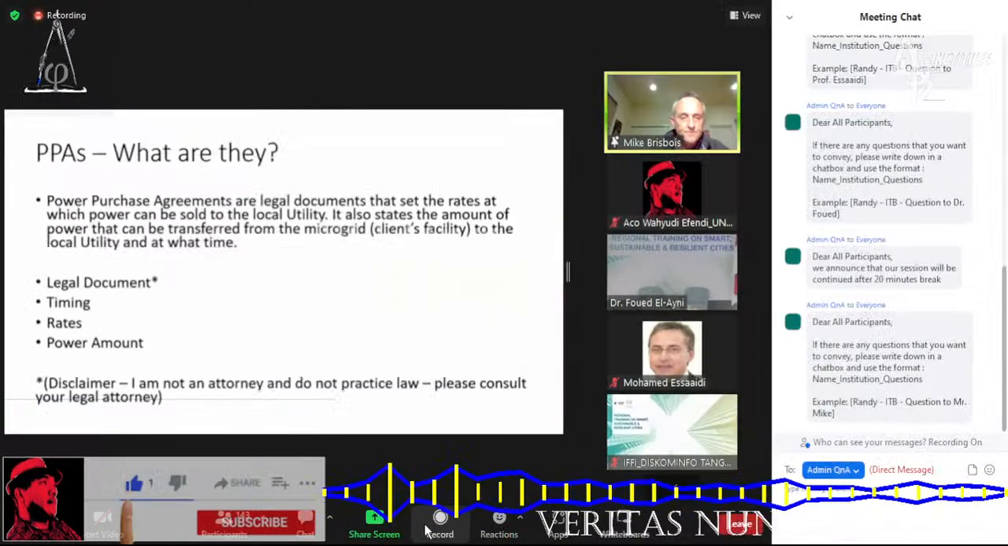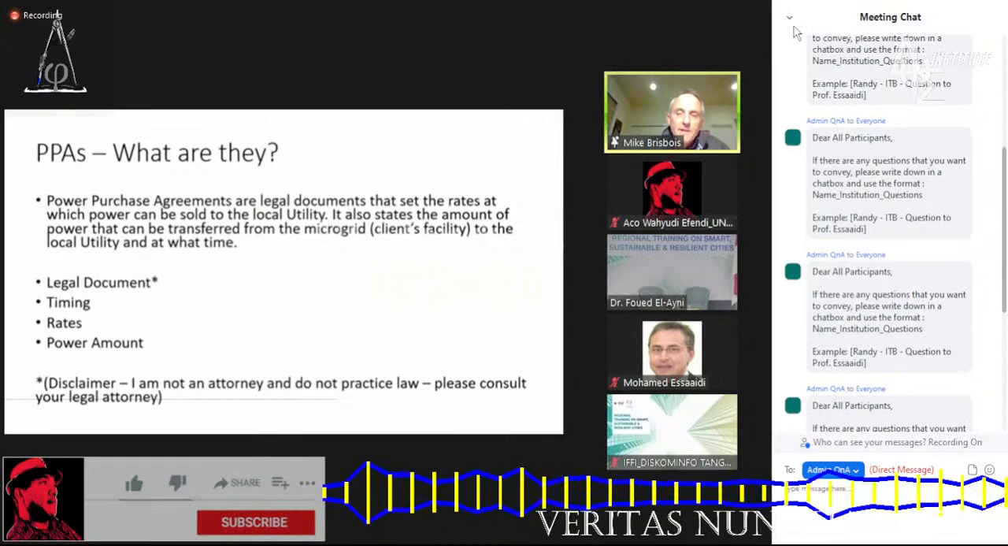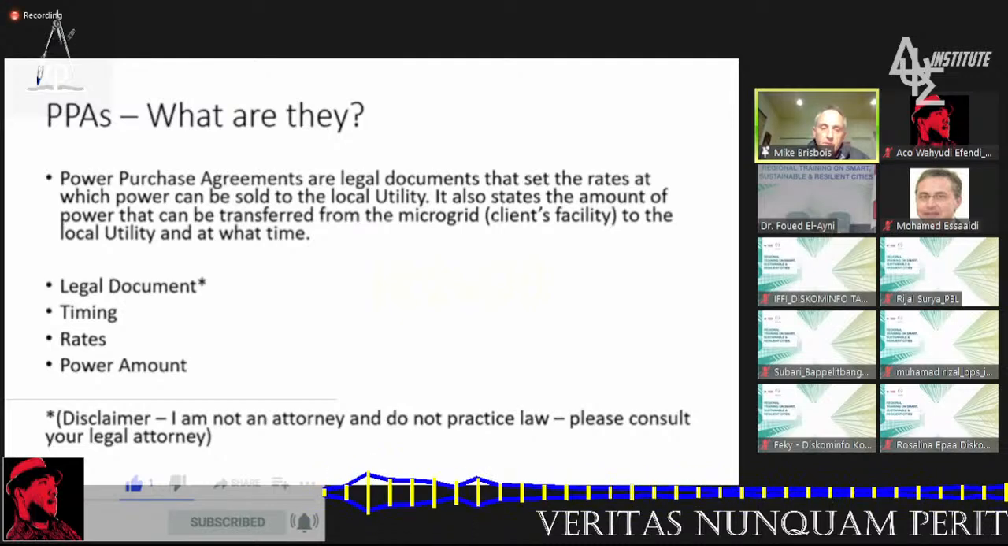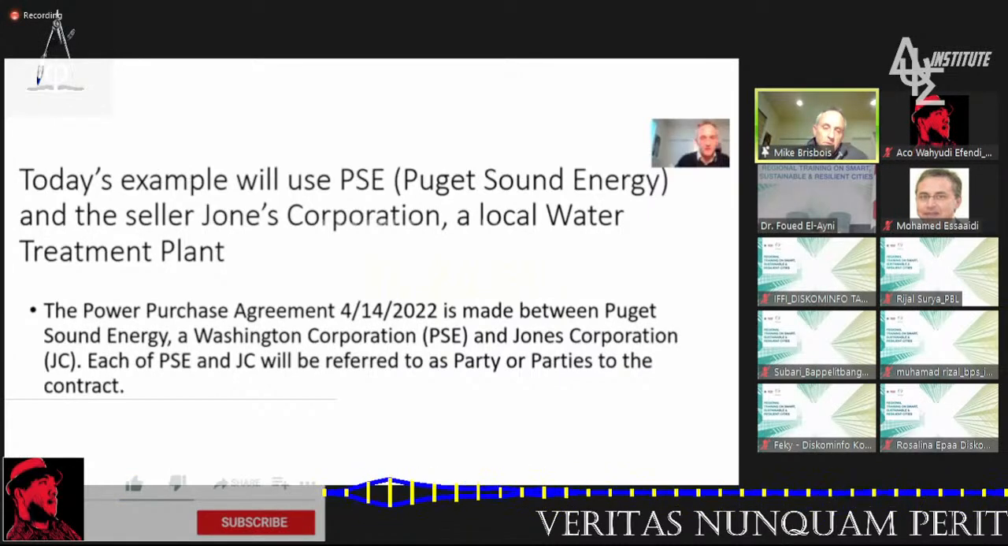PPAs, like I mentioned, what are they? It's a power purchase agreement with the power utility company. We write that for the client. We work with the utilities, find out the rates, what time we can send power over, how much power we can send over. So that's all calculated.